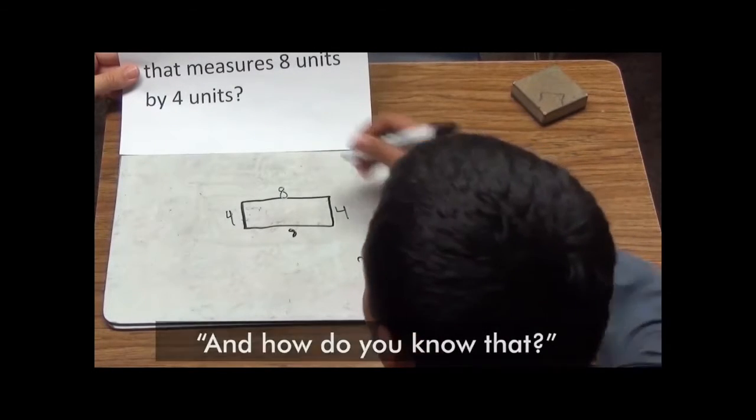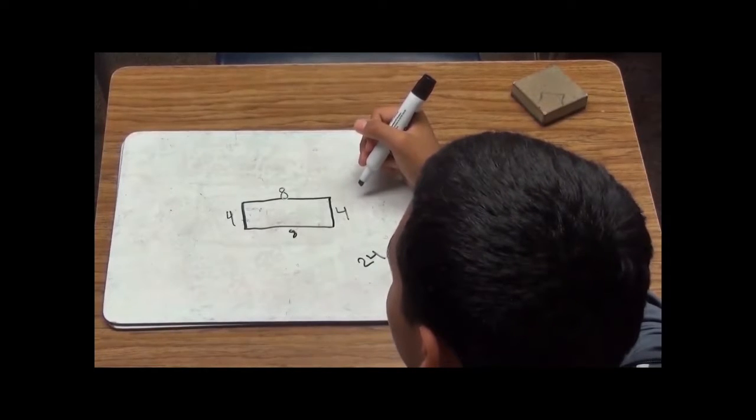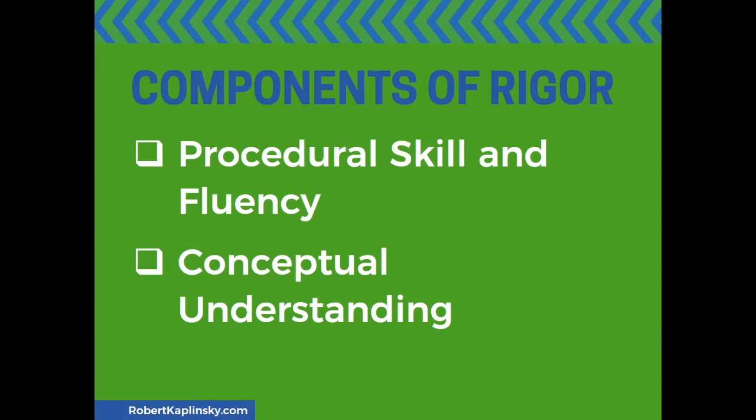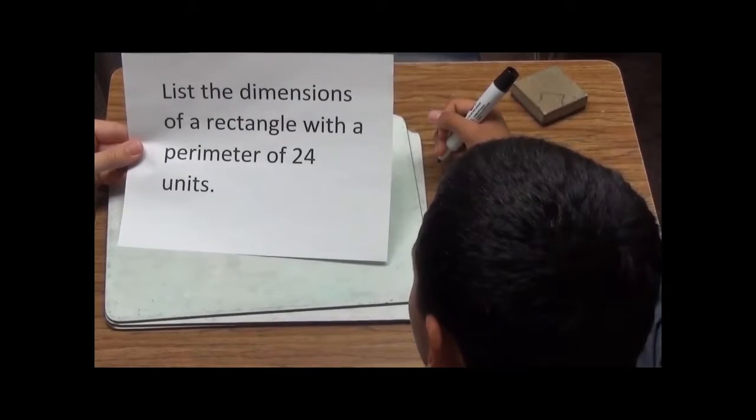How do you know that? So you're probably a little skeptical of marking off procedural skill and fluency and conceptual understanding, but I'd make the case that based on the problem that we just gave the student, it seemed like he did demonstrate procedural skill and fluency and conceptual understanding. But let's watch the same second problem now. List the dimensions of a rectangle with a perimeter of 24 units.